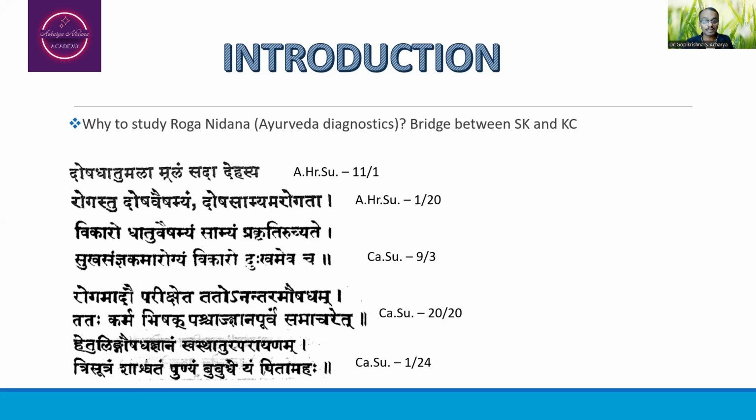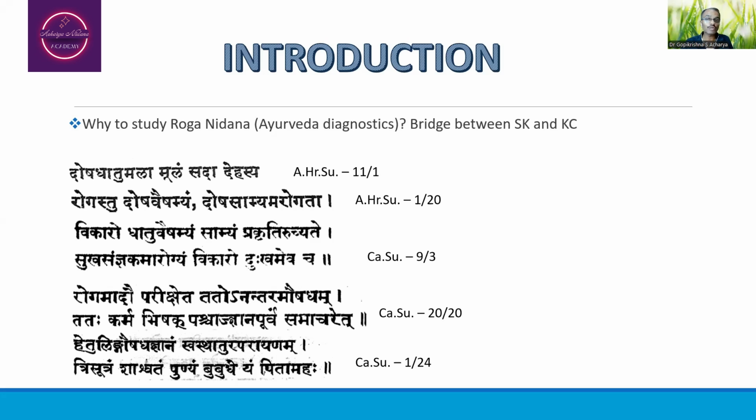Further, it is said in Charaka Samhita, Hetulinga Aushadhajnanam Swasthaturaparayanam, Trisutram Shashvatam Punyam Bubudhe Yam Pitamaha. Trisutra Ayurveda is described in the Charaka Samhita: Hetu Sutra, Linga Sutra, and Aushadha Sutra. The Hetu Sutra and Linga Sutra come under the purview of Roga Nidana and Vikriti Vigyan.